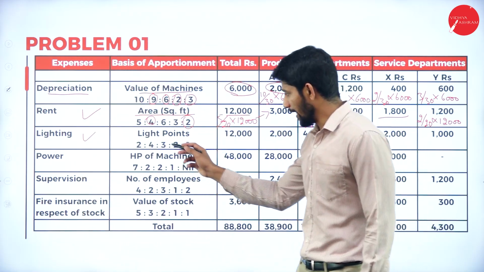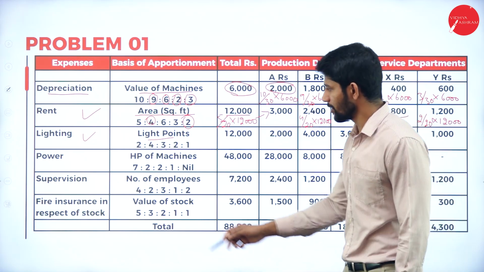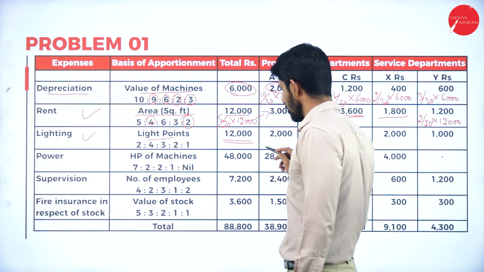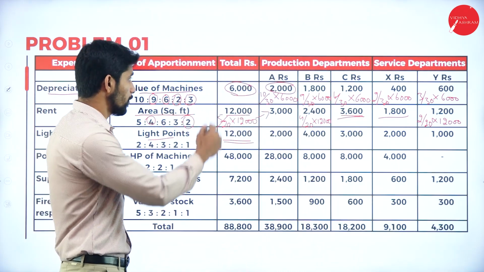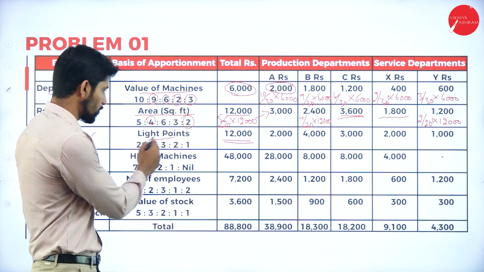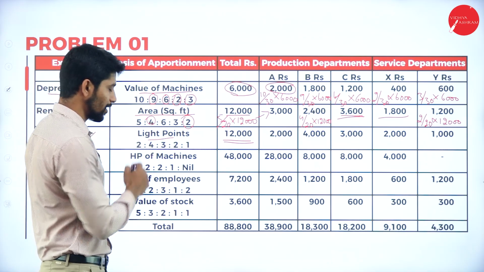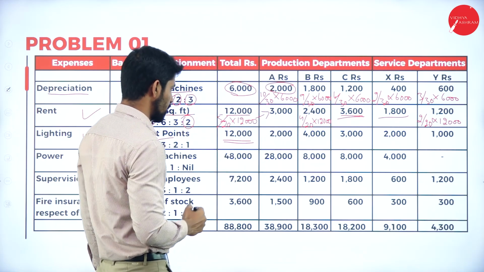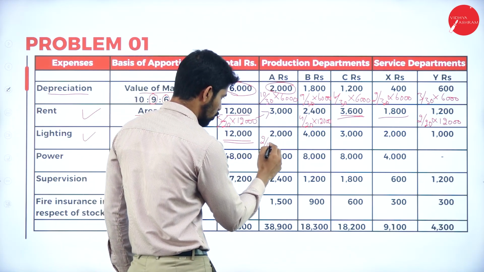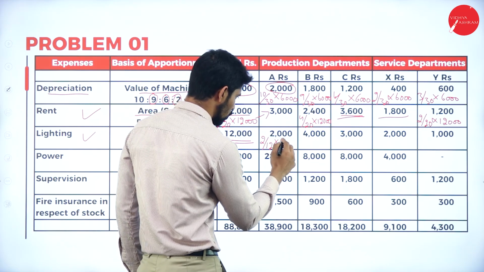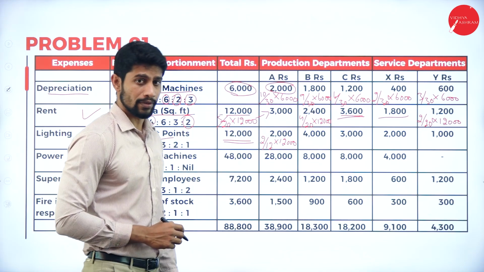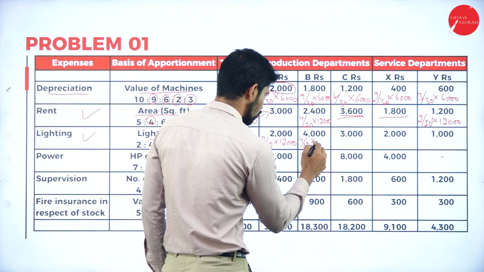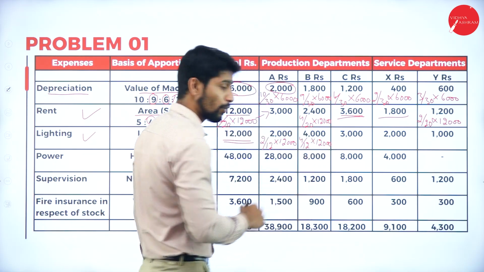Next, lighting. On what basis are we going to allocate the expenditure of lighting? On the basis of lighting points. The ratio for lighting points is 2:4:3:2:1. The total expenditure of lighting is 12,000. First total the ratio: 2 plus 4 is 6, plus 3 is 9, plus 2 is 11, plus 1 is 12. So for production department A, 2 divided by 12 into 12,000. You'll get 2,000. Next, production department B, 4 divided by 12 into 12,000. It is 4,000.